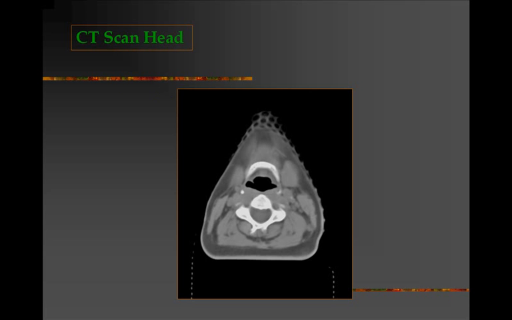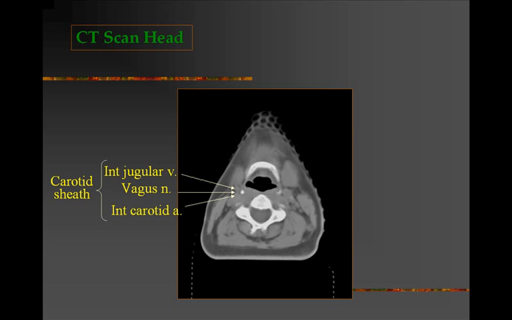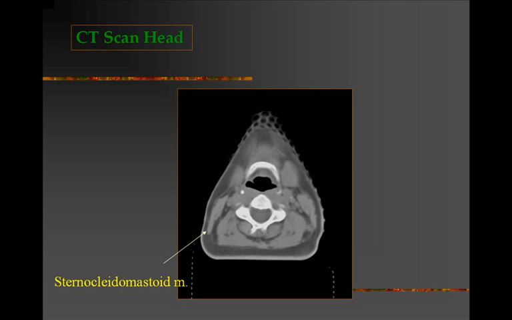We now come to the level of the hyoid bone. This is the level of the C4 vertebra, with the vertebral body seen here and the lamina seen posteriorly. Here we see the piriform sinus, the submandibular gland, one of the salivary glands, and the carotid sheath with its contents, which include the internal jugular vein, the vagus nerve, and the internal carotid artery. These structures are overlapped by the sternocleidomastoid muscle.